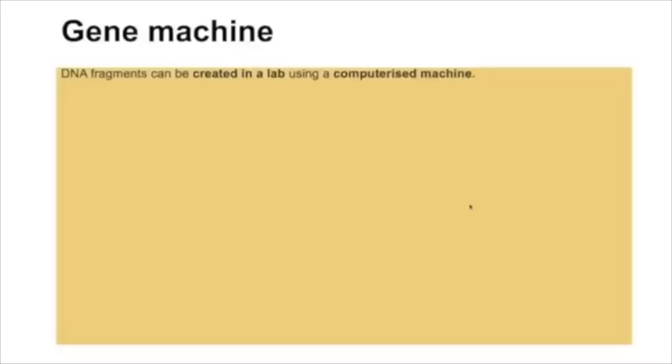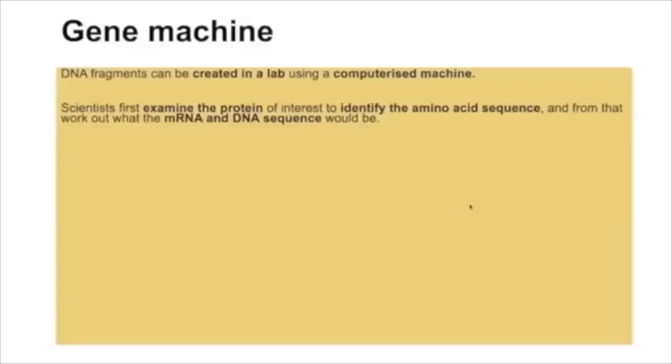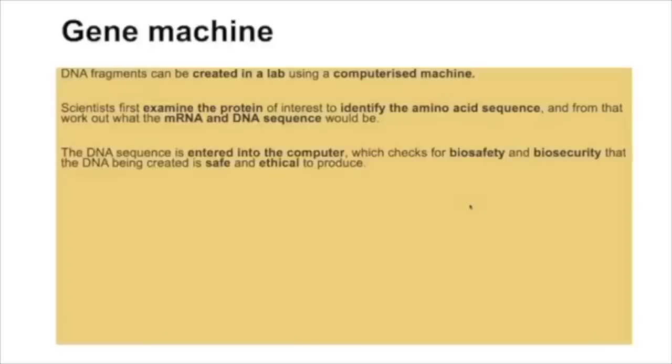The third option is the gene machine, and this is when DNA fragments are created using a computerized machine in the lab. So the first part of the process is you'd have to examine the protein that you want to create lots of, identify what the amino acid sequence is, from that work backwards to sequence what the mRNA would be, the mRNA sequence, and therefore the DNA sequence.